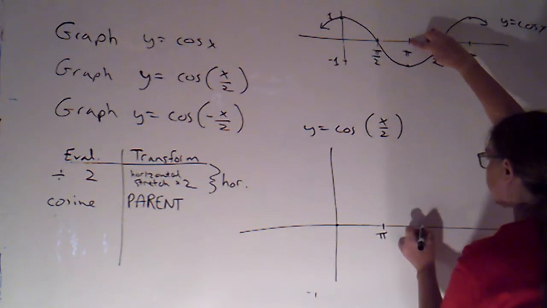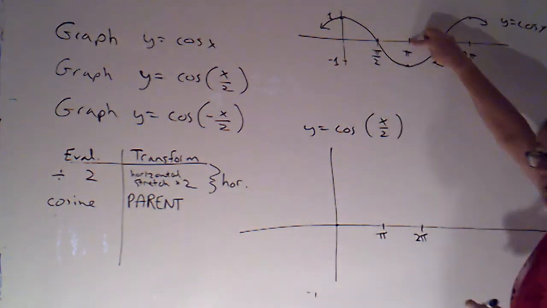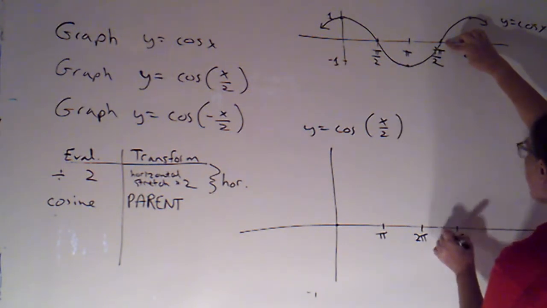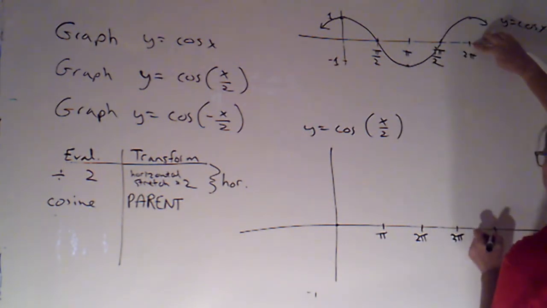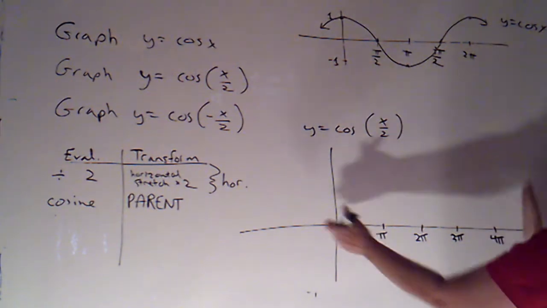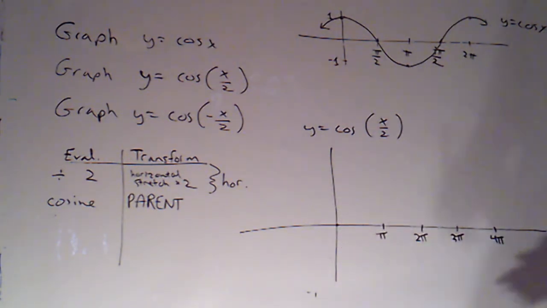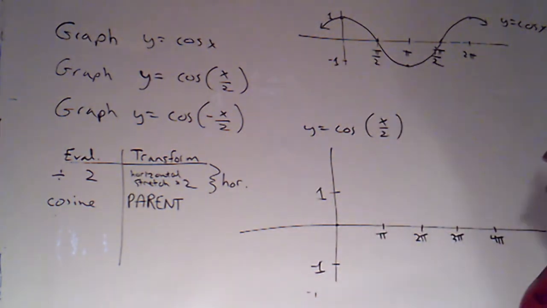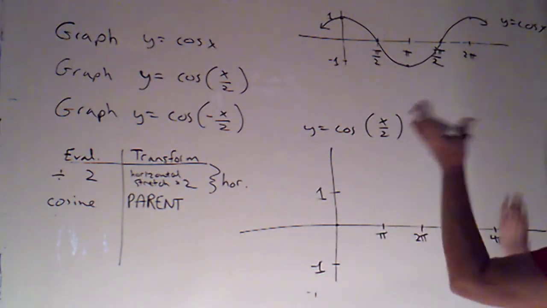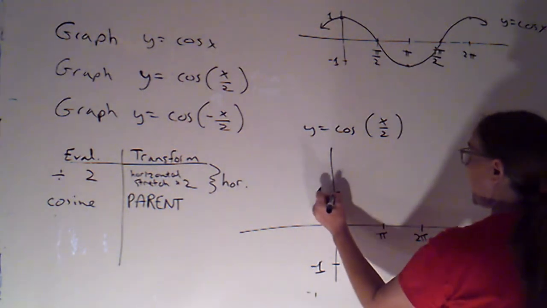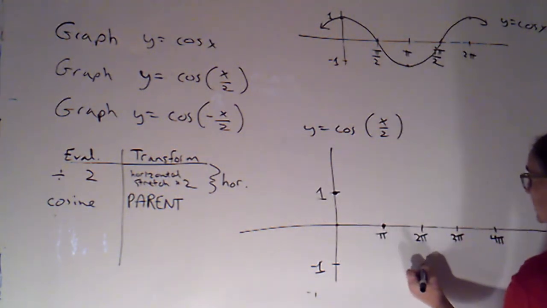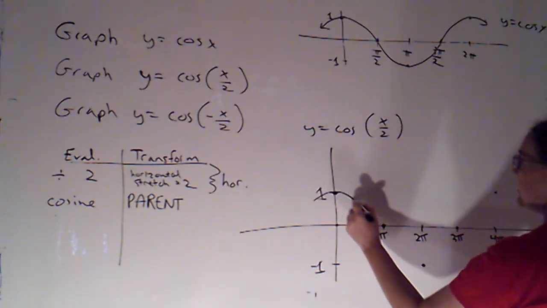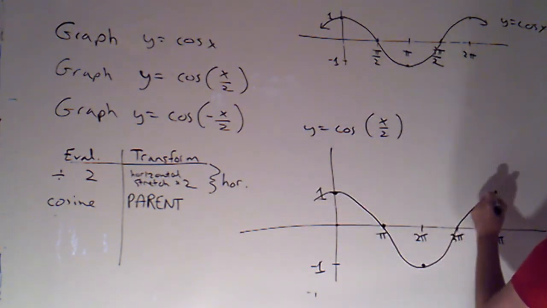My next important x value was pi. Doubling that will make it 2 pi. 3 pi over 2 doubled is 3 pi. 2 pi doubled is 4 pi. So now these are my important x values. Important y values have not changed, and we're not doing anything vertically. So we're going to start high, then middle, low, middle, high, and we play connect the dots.